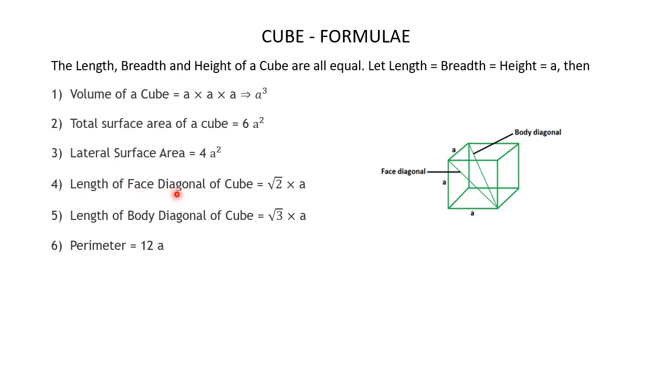Length of a face diagonal of a cube is equal to root 2 multiplied by A. Now consider this square face of the cube. Here this side is A, this side is A, and this is the face diagonal of this particular face of the cube. Now if you join this side and the face diagonal, you will get a right angle triangle with the hypotenuse being the face diagonal. Now since this is a right angle triangle, applying the Pythagoras theorem, you will get the length of the face diagonal of the cube as root 2 multiplied by A.